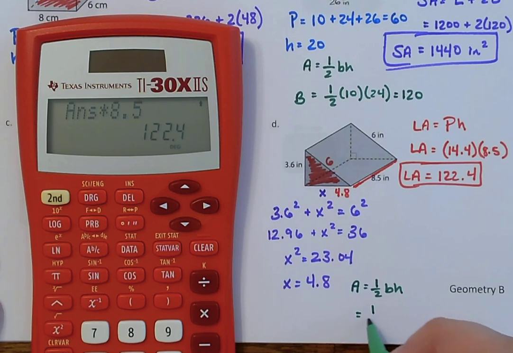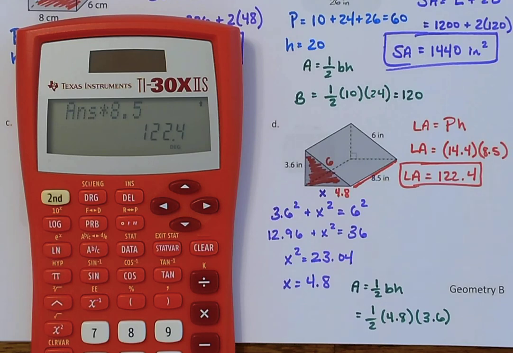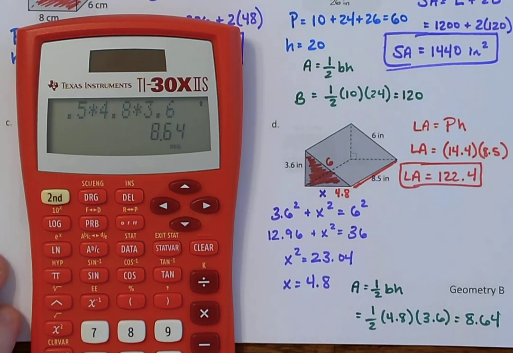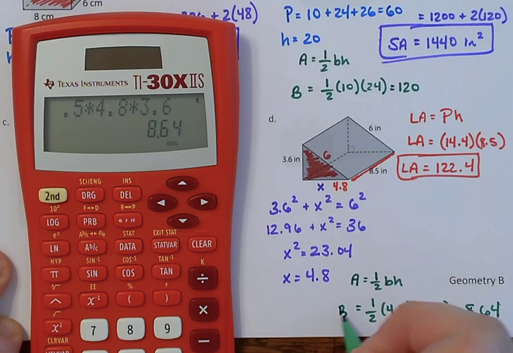So we're going to do 1/2 times 4.8 times 3.6. If we do 0.5 times 4.8 times 3.6, that tells us the area of our triangular base is 8.64. So this is the value of our capital B.